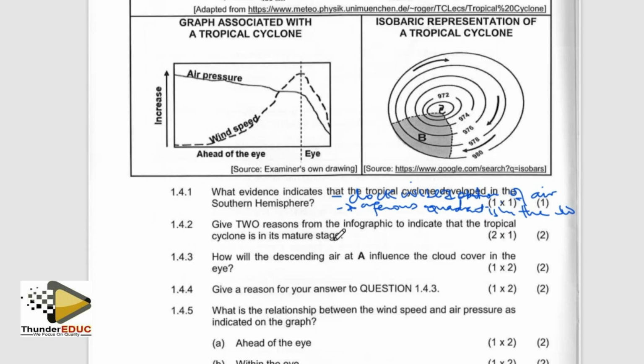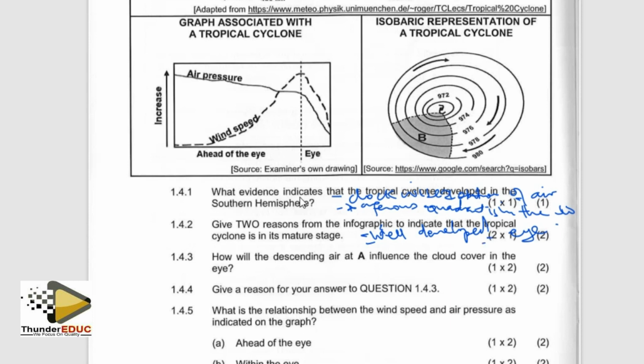We can proceed. Give 2 reasons. Give 2 reasons, but here is 1 mark. So don't mind, you can write 1 and get all your marks. Give 2 reasons from the infograph that indicate that the tropical cyclone is in a mature stage. What reason do we have to say that this tropical cyclone is in a mature stage? The first reason is that the eye is visible. So we say well-developed eye. Remember, mind the mark allocation is 2 times 1. So there should be 2 points.